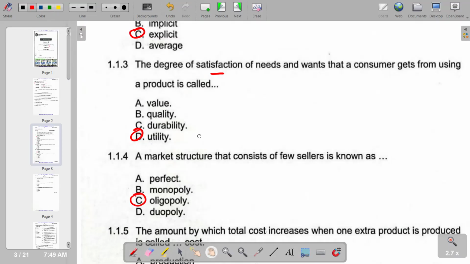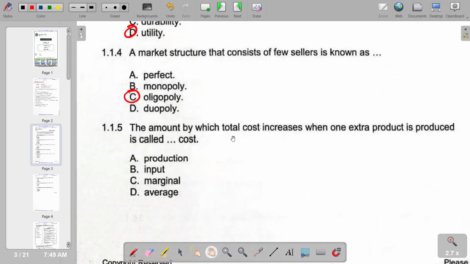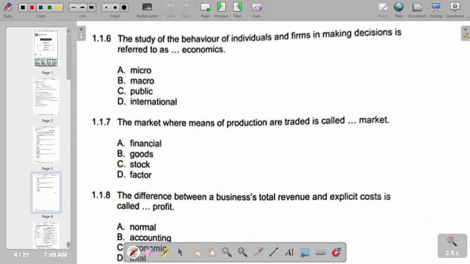Then we go to 1.1.5. The amount by which total cost increases when one extra product is produced is called, this is marginal cost. So we have marginal cost, C, as the correct response. Moving on to the next question, 1.1.6. The study of the behavior of individuals and firms in making decisions is referred to as, remember, this is individuals and firms, which describes microeconomics.